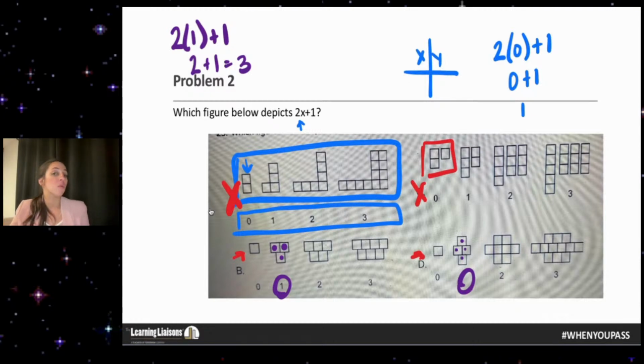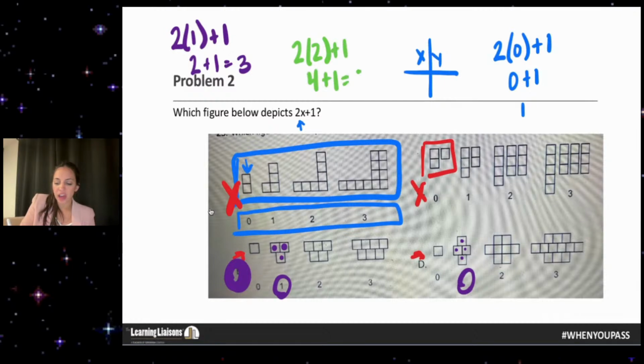Now, if I really wanted to, I could cross-check 2 and 3 and all of that. I don't need to. I now know that my answer is B, but I'm going to show you that this pattern is going to continue to work. If I plug in 2, 2 times 2 is 4, 4 plus 1 is 5. 1, 2, 3, 4, 5. 1, 2, 3, 4, 5, 6, 7, 8. And it's going to work for 3 as well. So that is how I would solve this problem specifically.